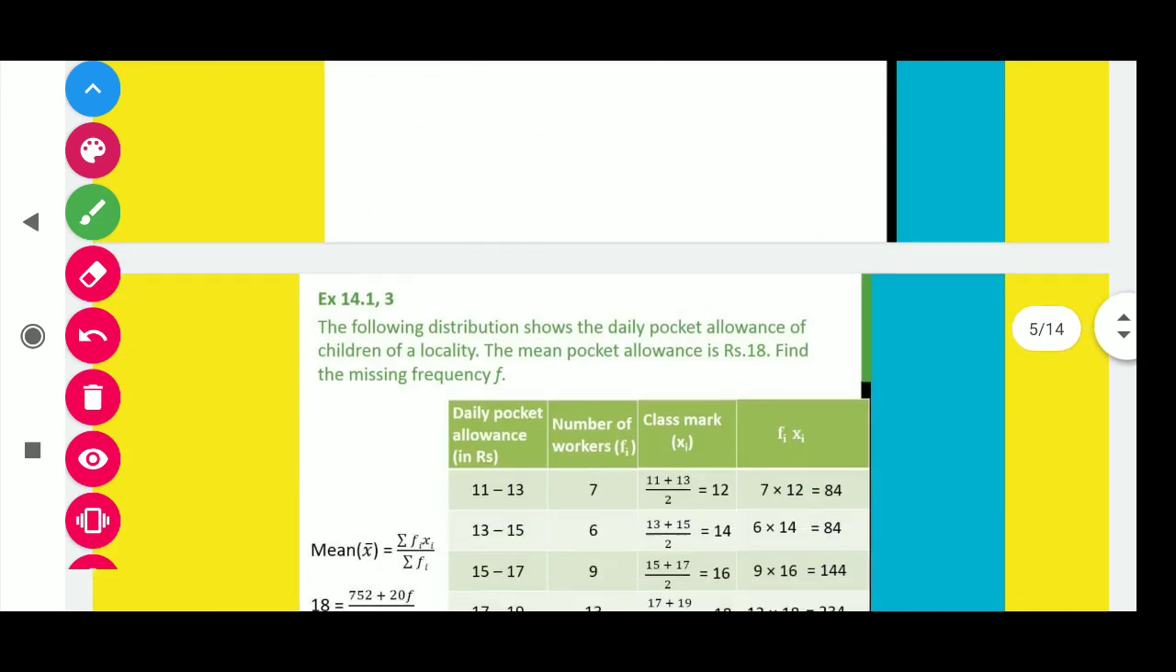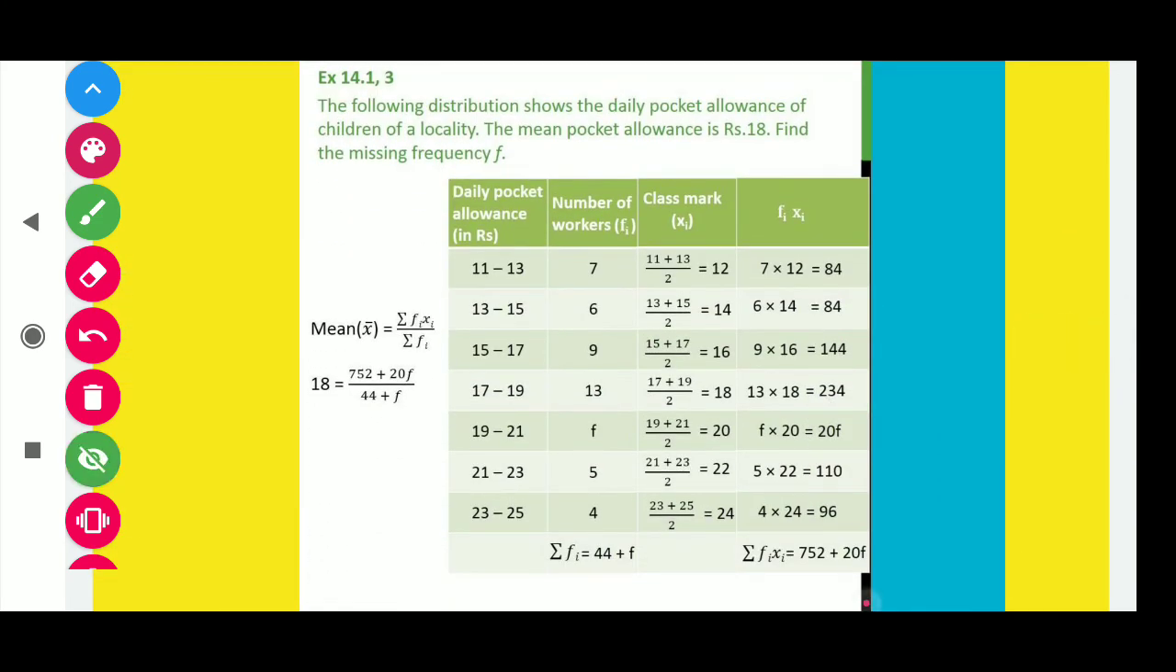Now students, here we have question number 3. This is a really very important question for the board exam. Okay, so students, let's start. The following distribution shows the daily pocket allowance of children of a locality. The mean pocket allowance is rupees 18. Find the missing frequency F. Students, here a table of the daily pocket allowance of children of a locality is shown, and the mean pocket allowance is already given, that is rupees 18, but here we have to find the missing frequency F.